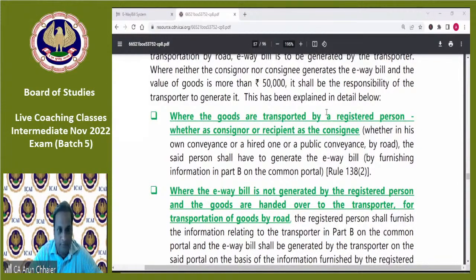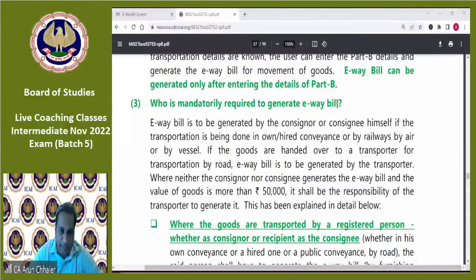Who is mandatorily required to generate the e-way bill? The e-way bill is to be generated by the consigner or consignee himself if the transportation is done in own or hired conveyance, or by railway, by air or by vessel. If the goods are handed over to the transporter for transportation by road, the e-way bill is generated by the transporter, where neither the consigner nor the consignee generates the e-way bill and the value of the goods is more than 50,000, it shall be the responsibility of the transporter to generate the same.